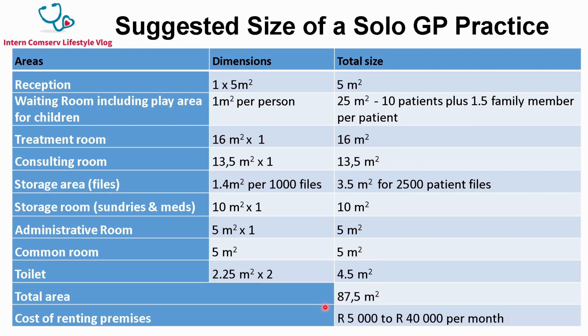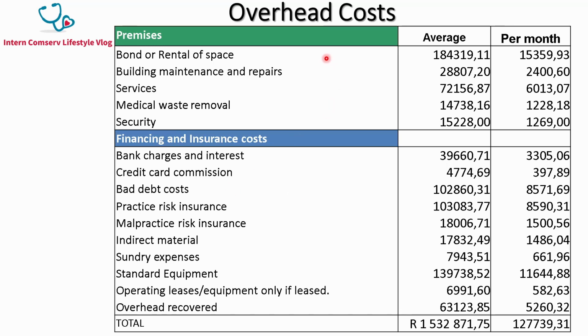87.5 square meters. The cost of renting premises, according to the study, ranged between 5,000 and 40,000 Rand per month. So in a shopping mall where the rentals are high, it's about 40,000. If you go to a suburb, it's about 5,000 Rands. So as you can see, that's the cost of a bond or rental space. 15,359 is reasonable because the benchmark says 5 to 40.